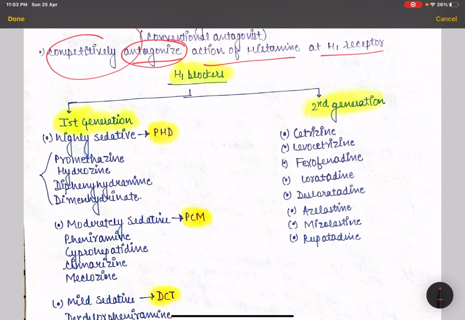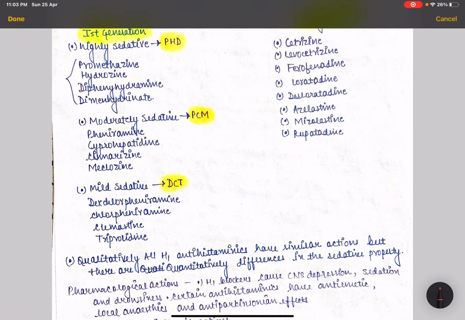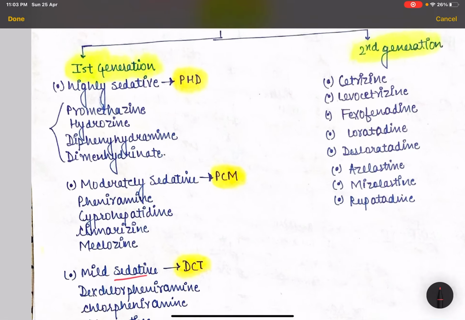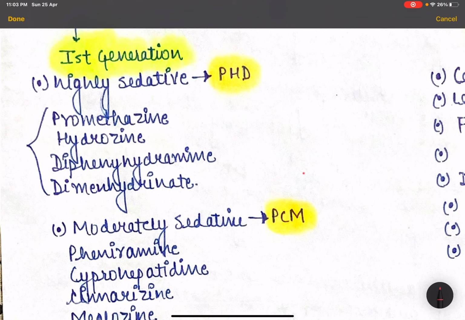So qualitatively, all the H1 antihistaminics have similar action, but there are quantitative differences, especially in the sedative pattern, and that's why they have been classified into three types. One is highly sedative drugs, second is moderately sedative, and third is mildly sedative. In highly sedative, you can remember the drugs by PhD. For P we have promethazine, H is hydroxyzine, D has two: diphenhydramine or dimenhydrinate.